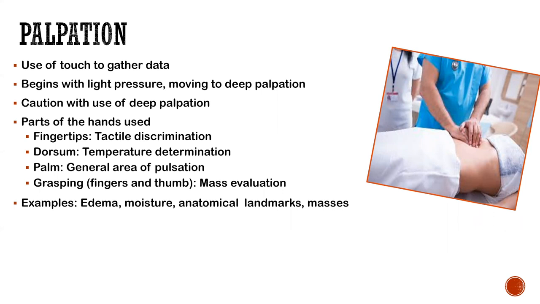Different parts of your hands can be used. So the fingertips can be used for tactile discrimination, right? The dorsum of the hand, which is the top part, can be used for temperature determination, if you've ever checked your kid's forehead to see if they have a fever, right? And then the palm, so the general area of pulsation, we can check that as well. And then grasping with the fingers and thumb, checking a mass evaluation, maybe a mass in the abdomen or something.